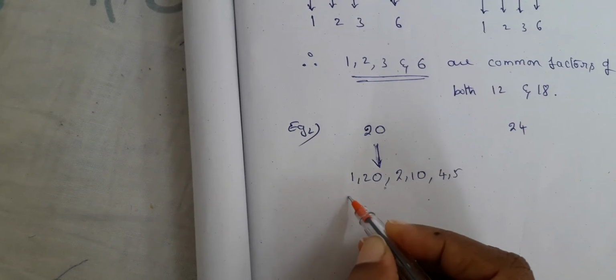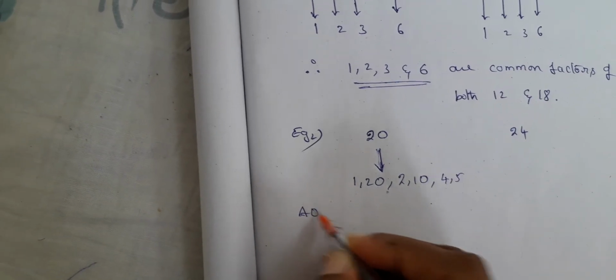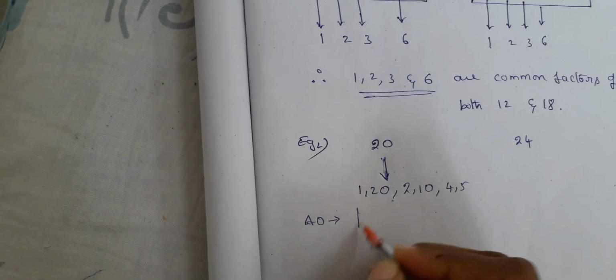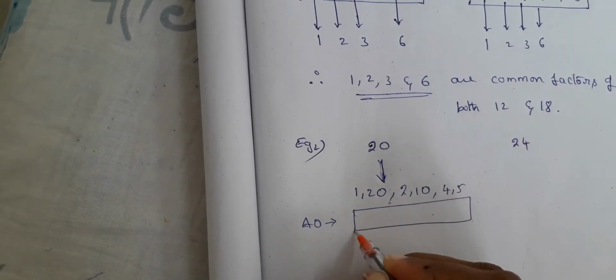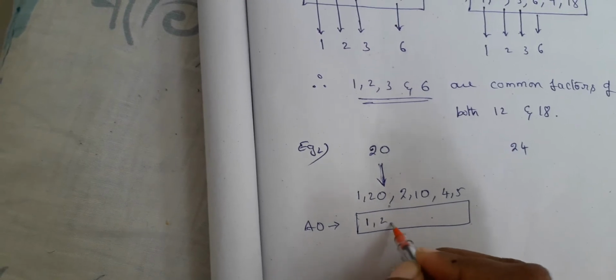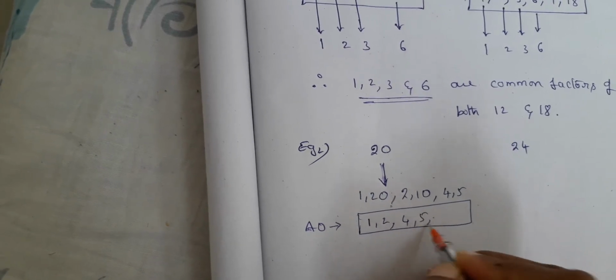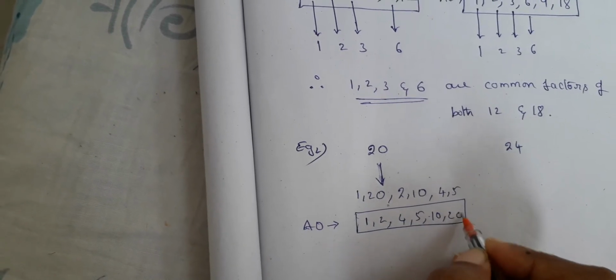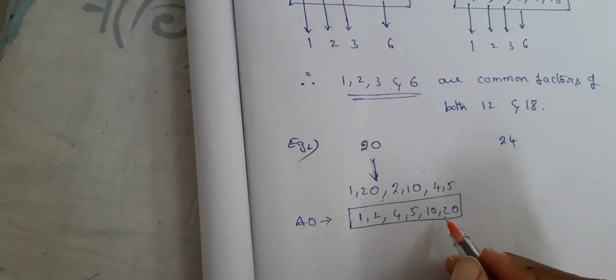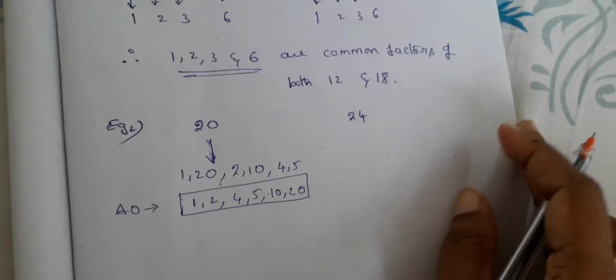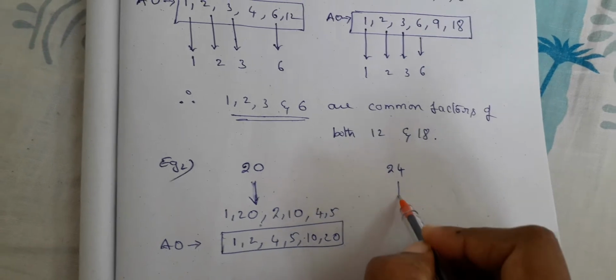Immediately after this, what are we supposed to write? We have to write in ascending order. So in ascending order, the factors are 1, then 2, then 4, 5, 10, 20. So these are the factors of the number 20. Now let us write the factors for 24.